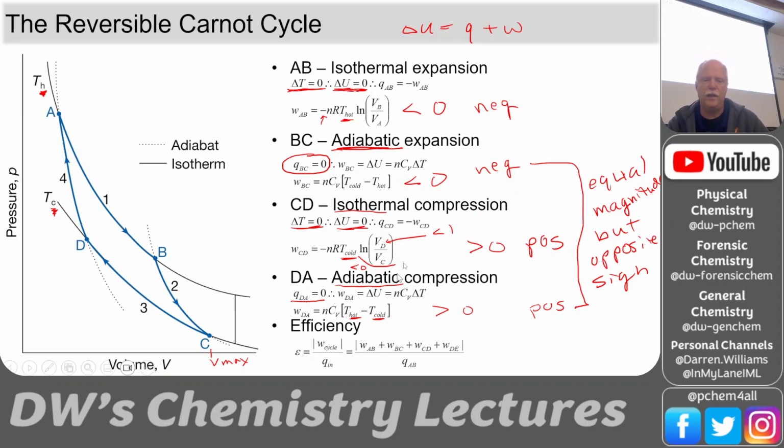And then once we end up at the end, we can calculate the net work for the cycle and divide by the heat in. So the heat in right here is this one up here, what we took off of the hot. So Q in is equal to minus WAB.